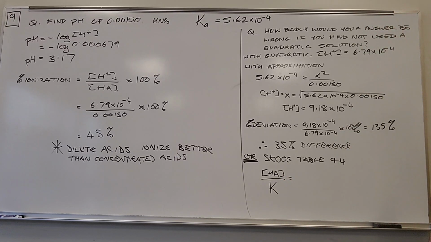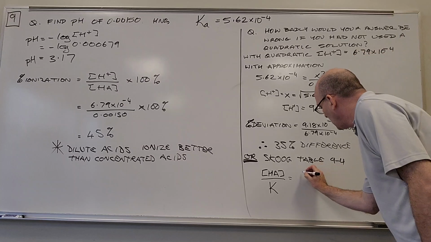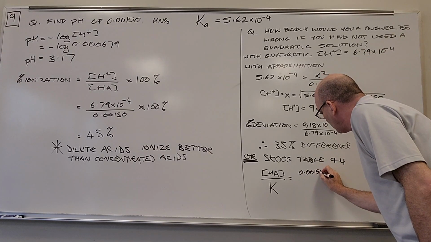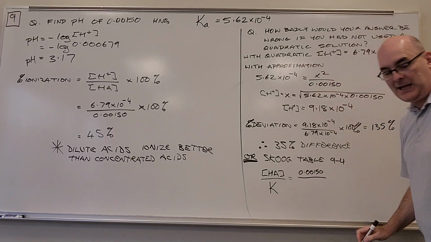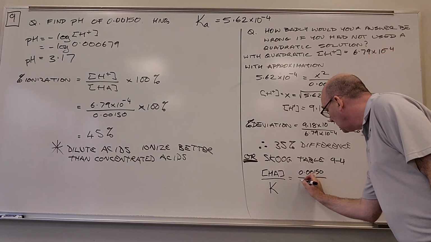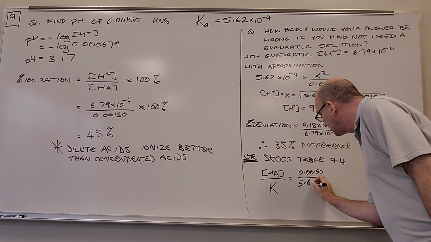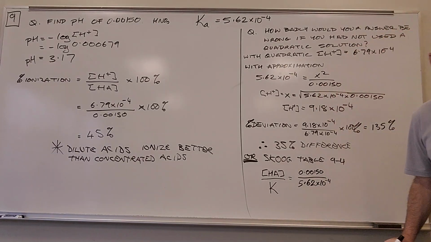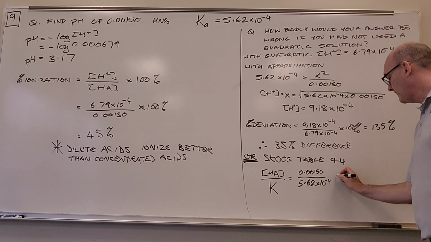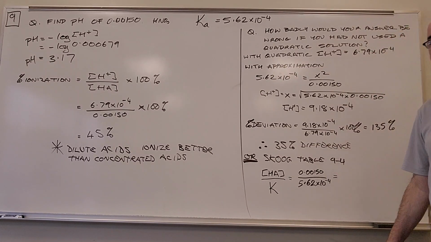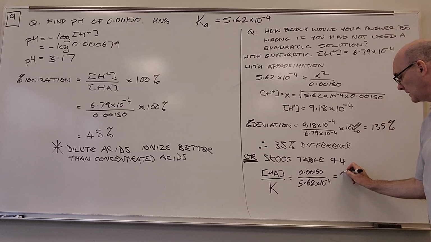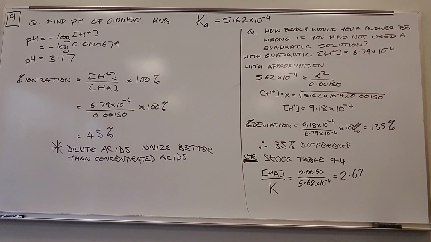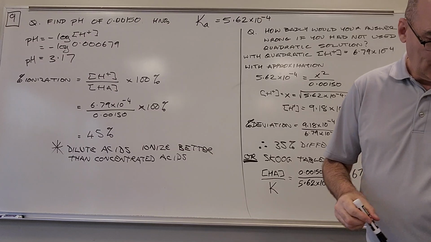Okay, so our concentration is 0.0015, and K equals 5.62 times 10 to the -4. Yeah, I got 2.67. All right, let's go find that in our table.